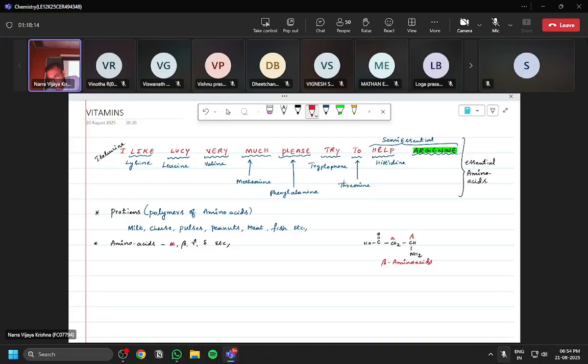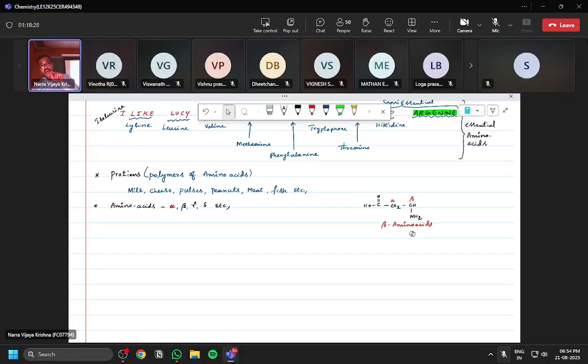If NH2 is present on the first carbon, the alpha carbon, then they are called alpha amino acids, right? So in our body, we have only alpha amino acids, right? So our study is only about alpha amino acids. We call it a protein if and only if it on hydrolysis gives alpha amino acids. If it gives beta or gamma or any other amino acid, I don't call it a protein. Proteins should be formed through only alpha amino acids, right?